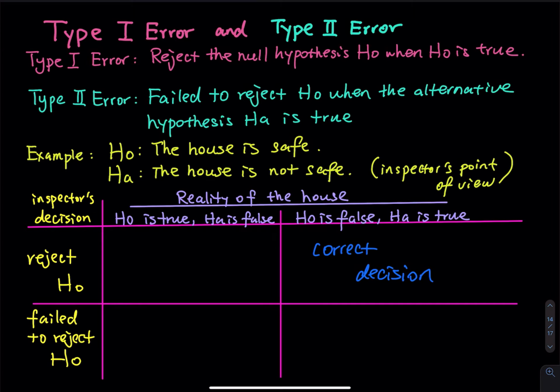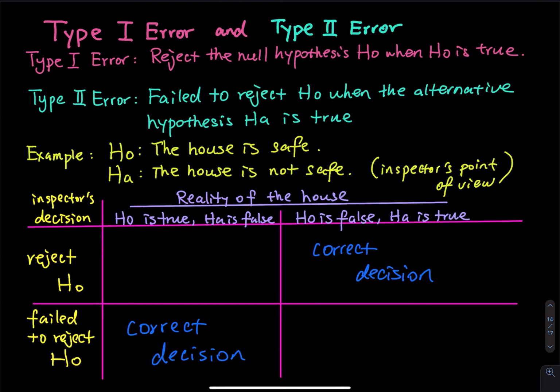How about fail to reject H naught? If you fail to reject H naught, then H naught is still there, right? I'm not trying to say that H naught is true, but when you fail to reject H naught, you have a statement hanging right in front of you. So the only option is I have to take the first column. H naught is true, so that is a correct decision.